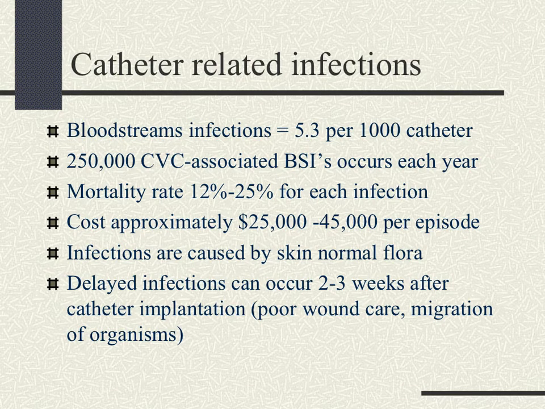So now, speaking of catheter-related infections, we know that there is a rate of 5.3 bloodstream infections per 1,000 catheters. 250,000 central venous catheter-associated BSIs occur each year. BSI stands for bloodstream infection. The mortality rate for each of those infections is anywhere from 12 to 25%, and that's huge, especially if we're talking about your loved one. The cost for each of those infections is $25,000 to $45,000, which is very expensive and taxing on the healthcare reimbursement arena.